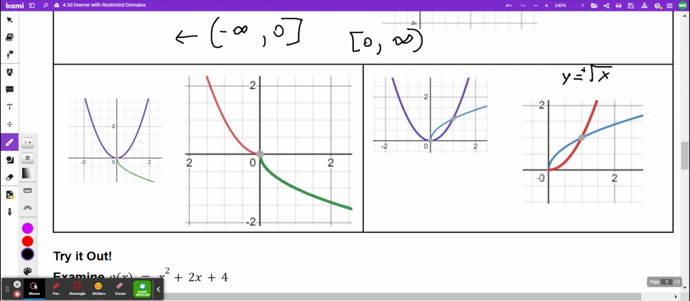Now, in either case, if we draw in y equals x, we can see, hey, look, there is a relation where it is flipped over y equals x. So this is y equals x. Do we need to know it? Nah, but it's right there. So this green one right here would be y equals negative radical x.